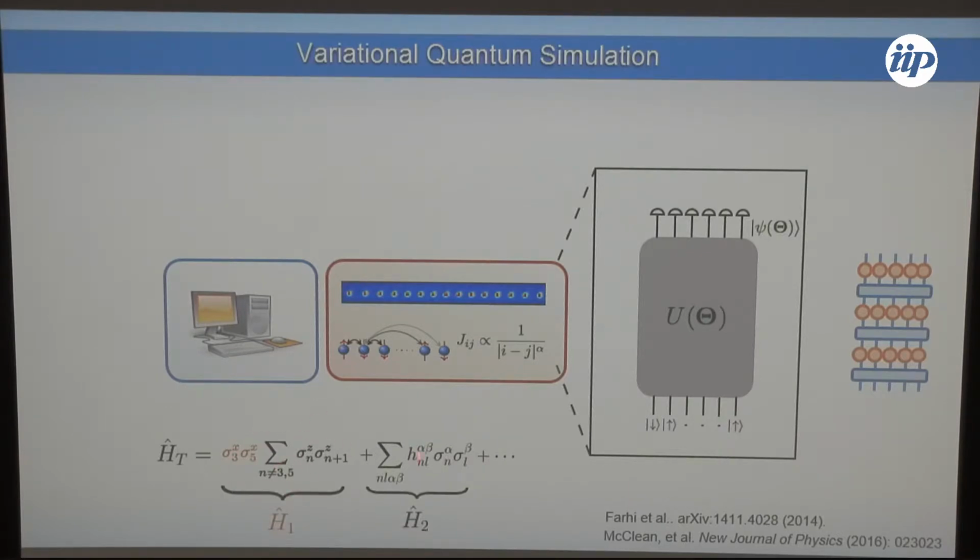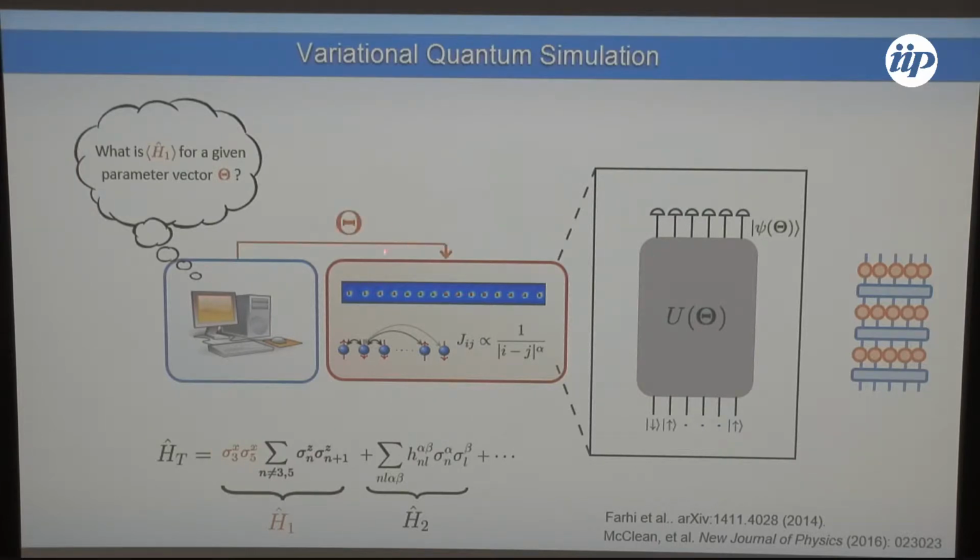So there are two terms here in this Hamiltonian that I want to study, or maybe more. What we do now is, first, the classical computer asks the experiment what is the expectation value of this thing, and this thing alone? So we send the parameters to the experiment, it prepares the state, and then we just measure the particles that we have in the right basis.